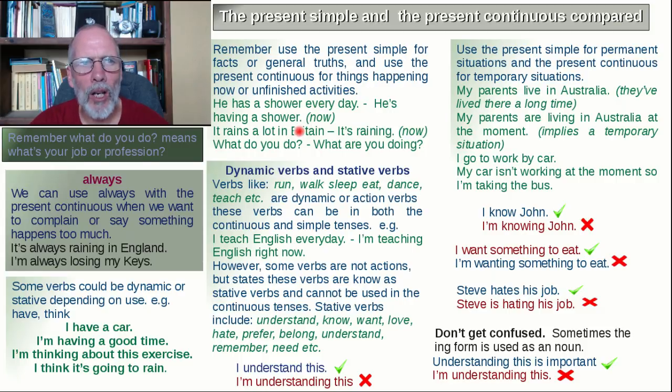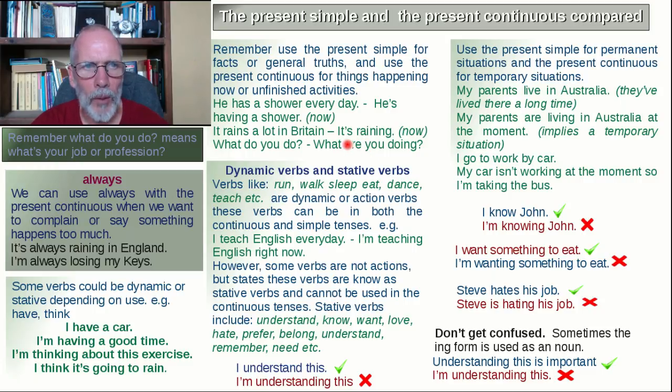"It rains a lot in Britain." This is in the present simple. It's a fact, it's a general truth, so we use the present simple. And "it's raining" means that it's raining now. It's in the present continuous. I put here the word "now" in brackets to emphasize it, but of course it's not necessary, because if we say "it's raining," we imply that it's raining now. We mean that it's raining now because it's in the present continuous.